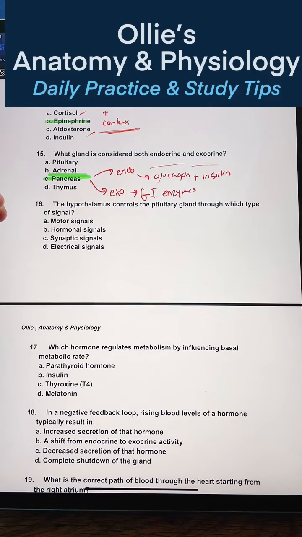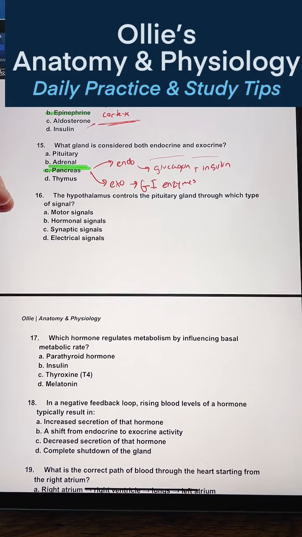Number 16, the hypothalamus controls the pituitary gland through which type of signal? A, B, C, or D?